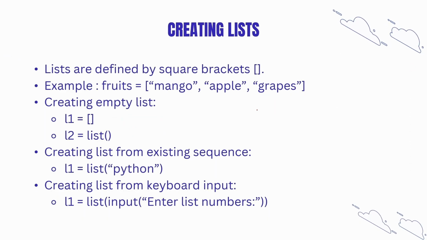Next is creating a list. Lists are defined by square brackets. For example, if we have a list of fruits and there are 3 elements, mango, apple and grapes, this is a list of fruits. We can also have an empty list.